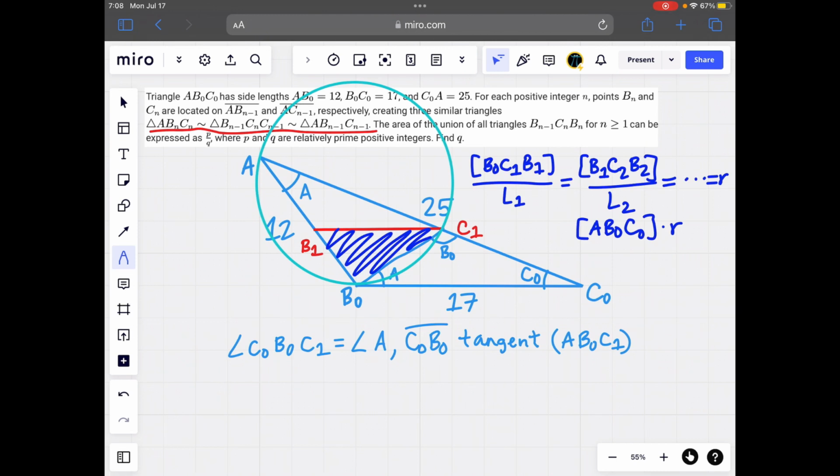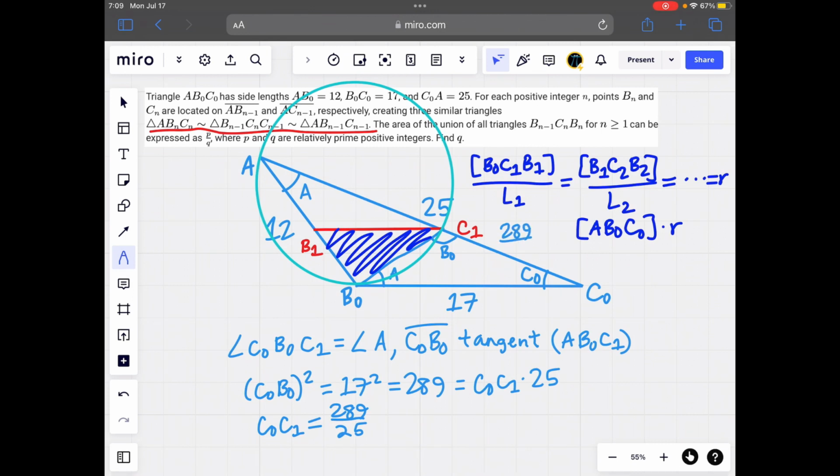So by power of a point, we can actually find C0C1. We have C0B0 squared, which is 17 squared, and that's equal to 289. It's equal to C0C1 times 25. And so we have C0C1 is equal to 289 over 25. So we can write here 289 over 25. And that leaves AC1 equal to 336 over 25.